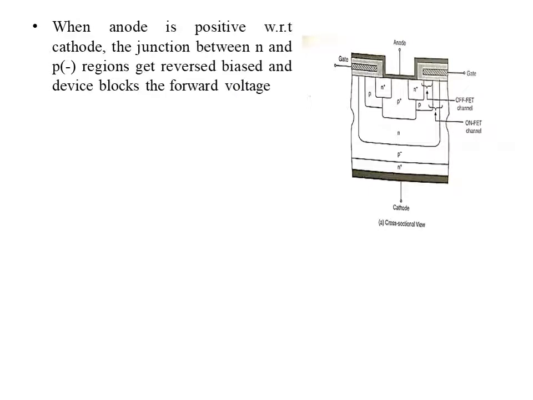Now when we make anode positive with respect to cathode, the junction between N and P minus region gets reverse biased and the device blocks the forward voltage. So for that, please consider a diagram as shown on the right hand side of the screen. That is, when anode is made positive with respect to cathode, the junction between N and P minus region gets reverse biased and the device blocks the forward voltage.